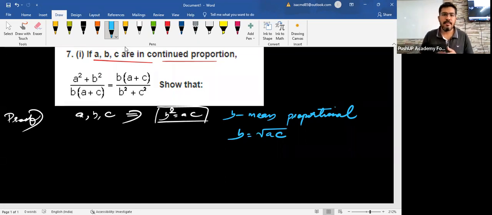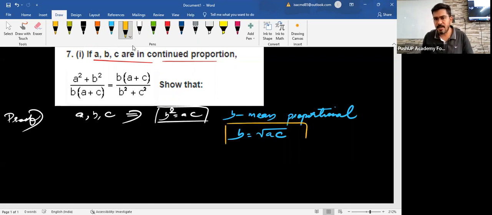Yeah. So whenever the sum is based on continuous proportion, the concept which you have to use is B square is equal to AC. Okay. What is B? B is known as the mean proportional. In case a question comes where they are asking you to find the mean proportional, make use of this formula. B is equal to what? Square root of AC. Okay. Noted it. Fine. Now let me get back to the question.